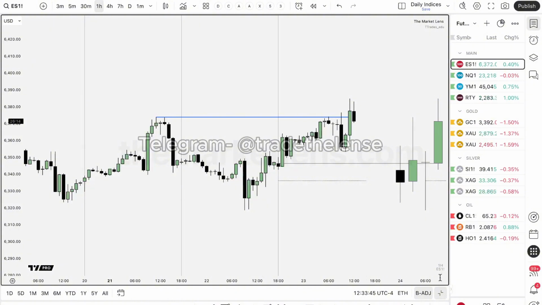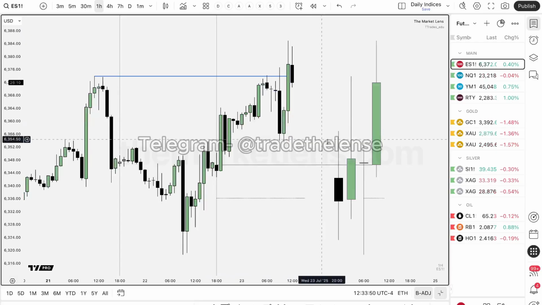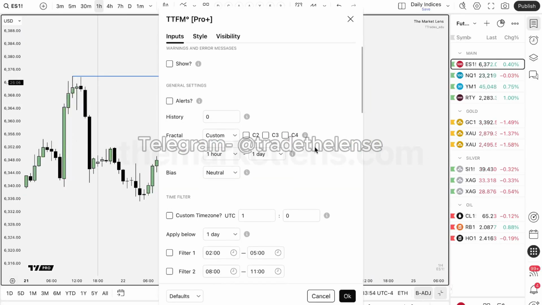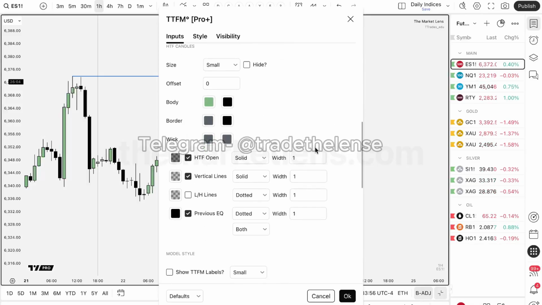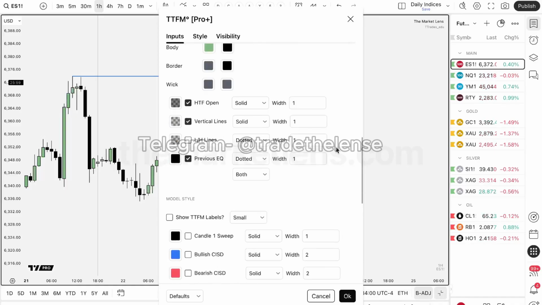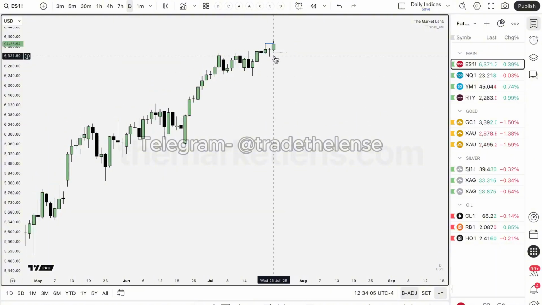What indicator do you use for previous candles EQ on the daily? That's just my indicator. So I just have it here, and then have everything turned off essentially. That, and then when I go to the daily, it'll just show the EQ.